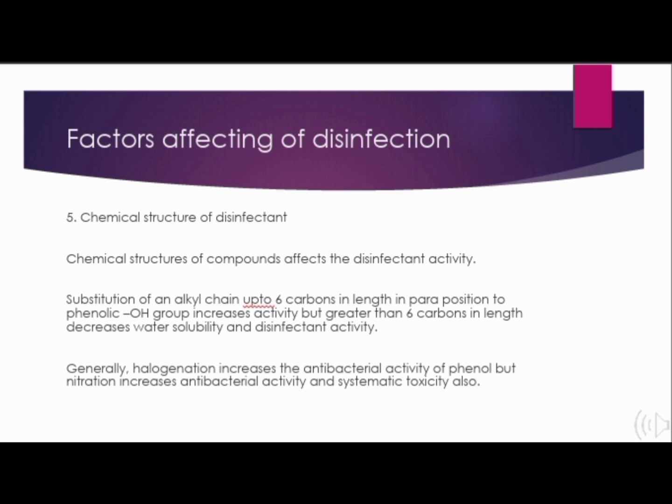Fifth, chemical structure of disinfectant. Chemical structure of a compound affects the disinfectant activity. Substitution of an alkyl chain up to 6 carbons in length in the para position to the phenolic OH group increases activity, but greater than 6 carbons in length decreases water solubility and disinfectant activity. Generally, halogenation increases the antibacterial activity of phenol, but nitration increases antibacterial activity and systemic toxicity also.